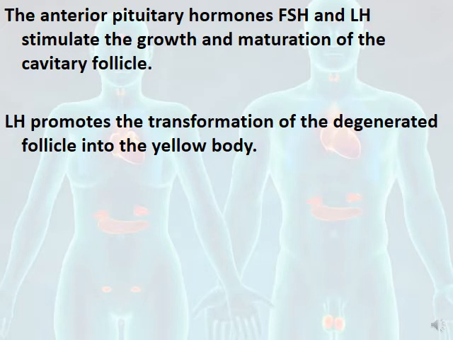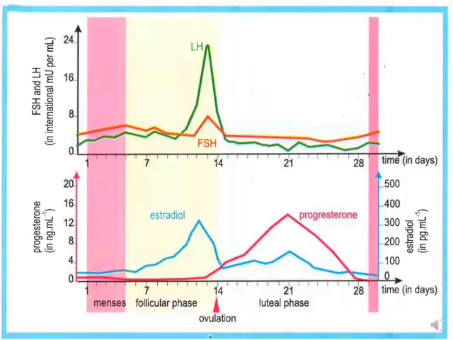The anterior pituitary hormones FSH and LH stimulate the growth and the maturation of the cavitary follicle. Also, LH, the luteinizing hormone, promotes the transformation of the degenerated follicle into the corpus luteum, or the yellow body.